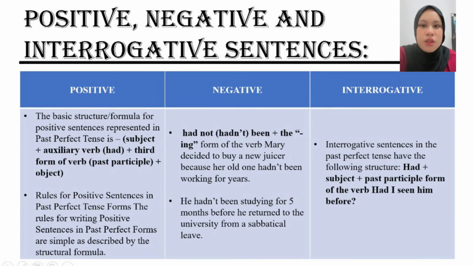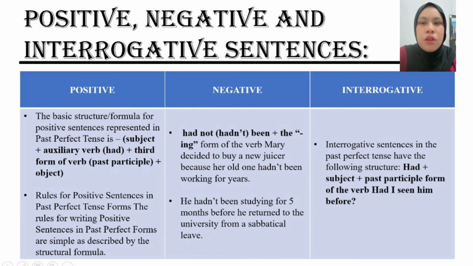Past perfect tense also has positive, negative, and interrogative sentences. Positive: the basic structure or formula for positive sentences in past perfect tense is subject plus auxiliary verb, which is had, plus third form of verb, the past participle, plus object. Negative of past perfect tense is had not, which is hadn't been, plus the ing form of the verb. Mary decided to buy a new juicer because her old one hadn't been working for years.